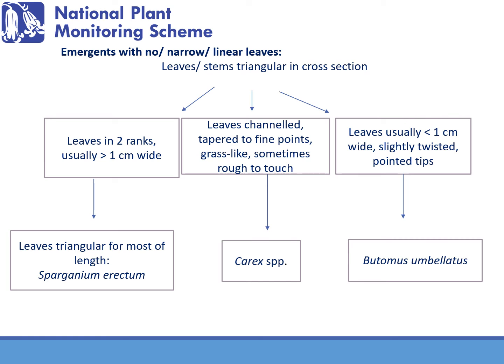Moving on now to those emergent species where the leaves or the stems are triangular in cross section, we need to look a little bit more at the arrangement of the leaves. So some plants have their leaves in two ranks. That means they're almost divided symmetrically into two groups of leaves coming off the plant, and the leaves are normally more than a centimetre wide, and those leaves are triangular for most of their length. Then that's most likely to be Sparganium erectum.